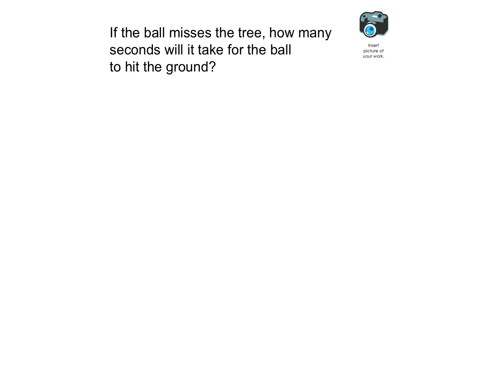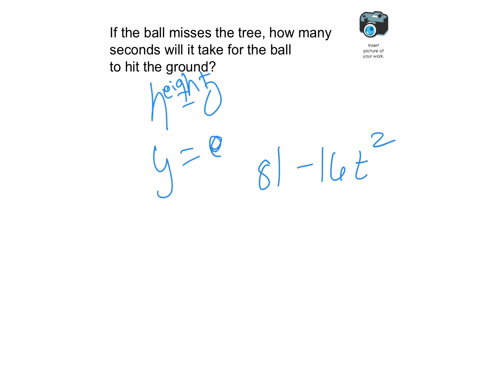Okay, if the ball misses the tree, how many seconds will it take for it to hit the ground? Okay, so it's hitting the ground, so my height is 0. My y, my height is 0, my y is 0. Okay, so the equation they gave me, 81 minus 16t squared, that's from my slide before, is equal to 0.